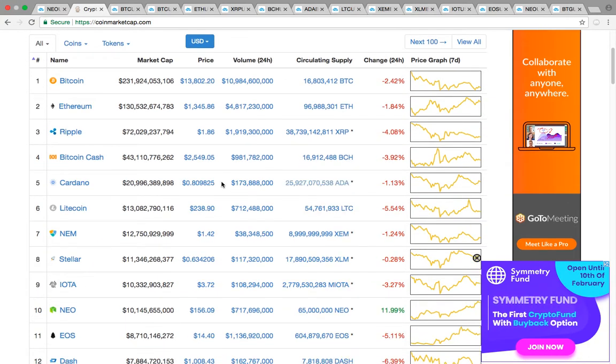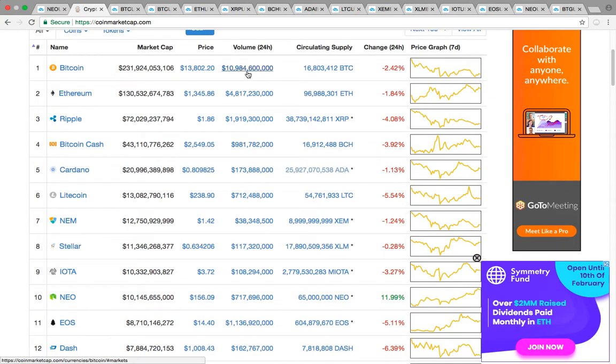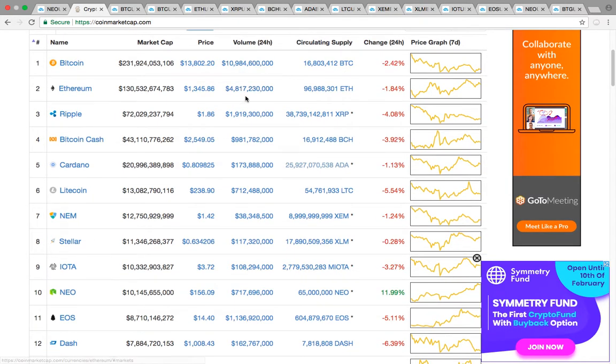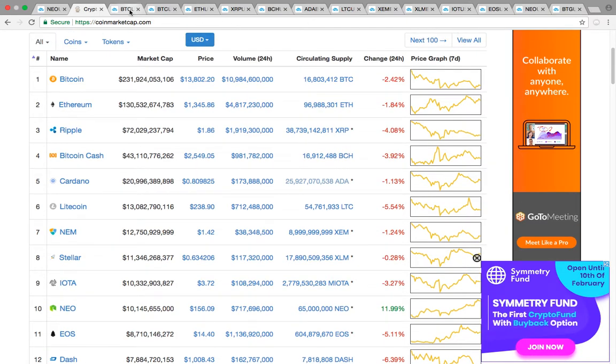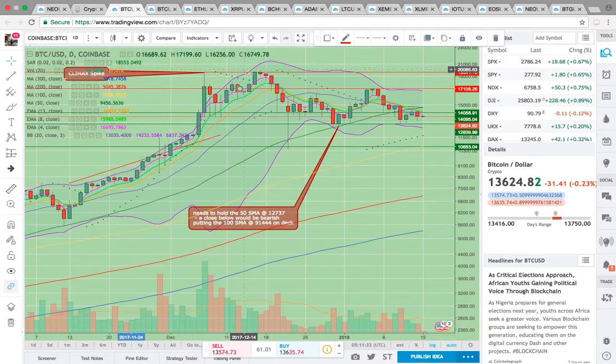So as you can see here, they have the market cap up here, 11 billion for the Bitcoin, and then you can see how they start dropping off after that. So basically, let's take a look at the chart. All right, let's take a look here at Bitcoin Coinbase.